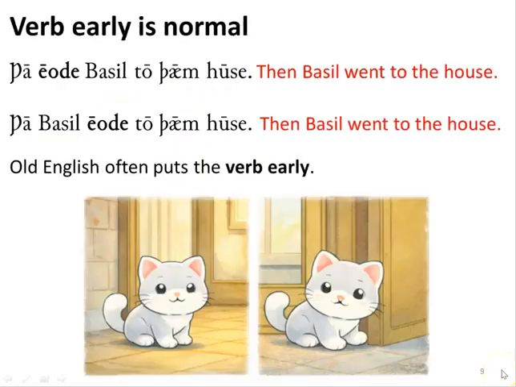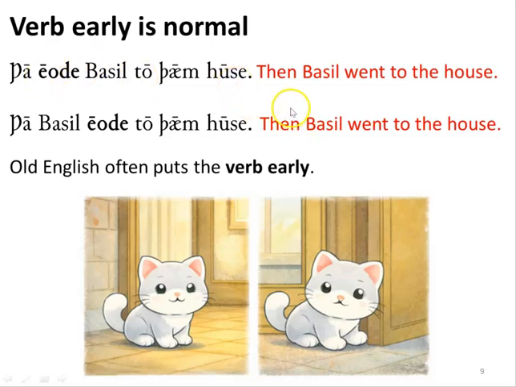All right. So verb early is normal in Old English and also in modern. Tha ģearde Basil told tham huza. Then Basil went to the house, or literally, then went Basil to the house. Tha Basil ģearde told tham huza. Then Basil went to the house. Either way, the verb is early. Just the tha there can trigger the inversion of the subject with the verb.